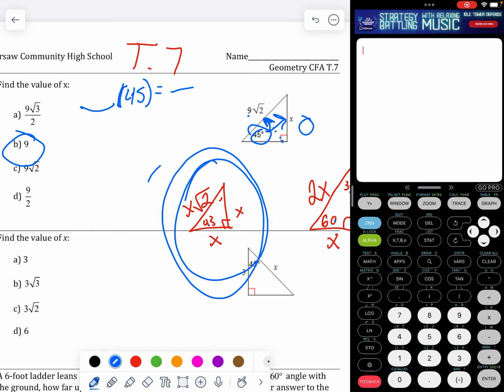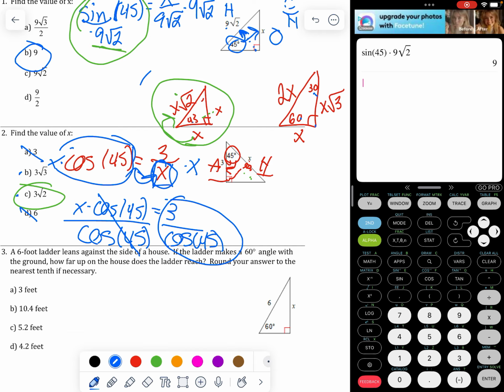Right? The quick way also with doing when x is in our denominator is just switching our cosine, so that trig function, and that x, just switch their positions. Just like what we did over here, right? Our trig function became the denominator, and our x became the left side of our equation. So let's put in 3 divided by cosine of 45. Should give us that 0.24.